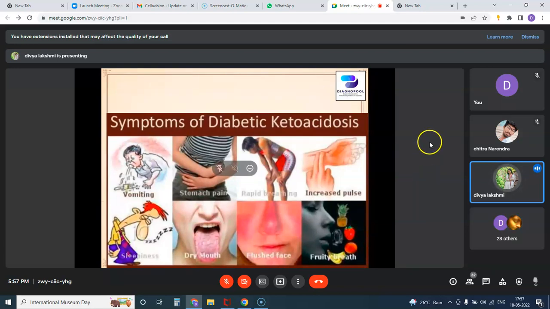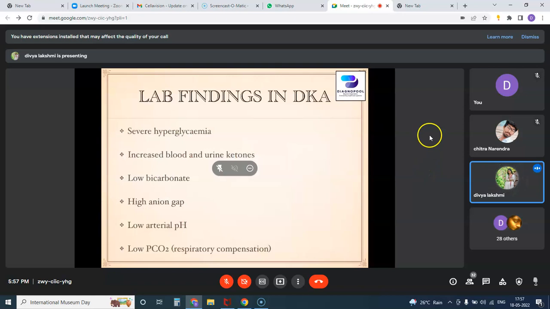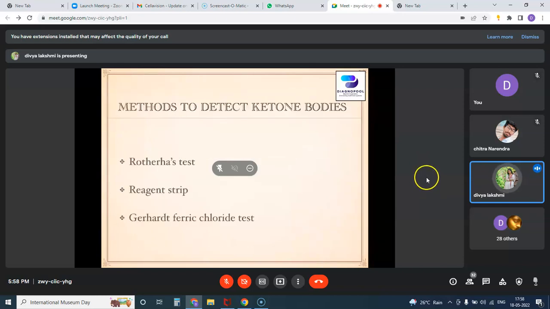We have to do ABG also for those patients, because ABG also confirms diabetic ketoacidosis. I'm sure most of you would have seen these ABG values. They will have a high anion gap, low bicarbonate level, and low PCO2 level. So correlating the history with these values, we will be helping the patient and also the clinician in diagnosing diabetic ketoacidosis. So how do we check for ketone bodies in the urine?